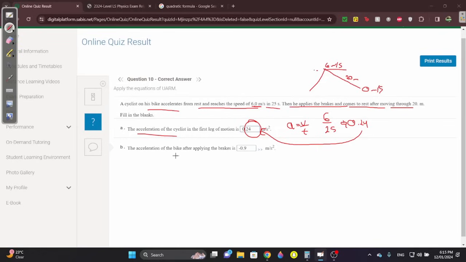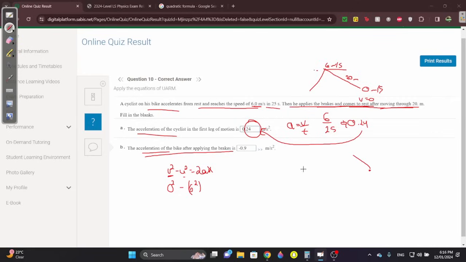So he went from 6 meters per second to 0 meters per second. The acceleration of the bike after applying the brakes is how many meters per second squared? Now we want the acceleration, but we don't have the time. The formula you need to use is v squared minus u squared equals 2ax. The velocity squared is going to be 0 squared. Why am I saying 0 squared? Because we applied the brakes, so it came to rest. It became velocity equals 0. It stopped. But the initial velocity is going to be 6 squared.